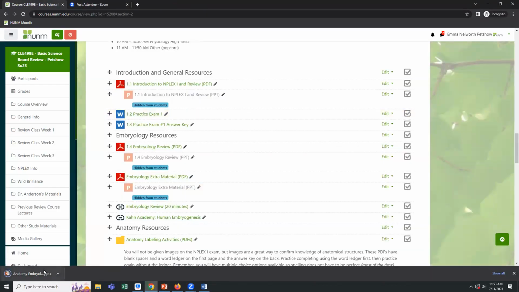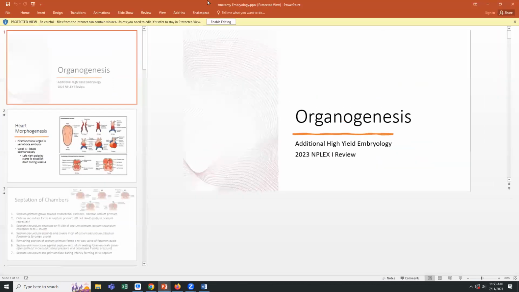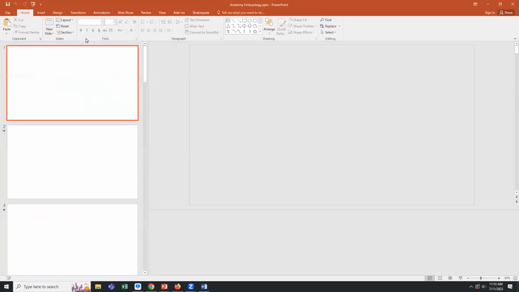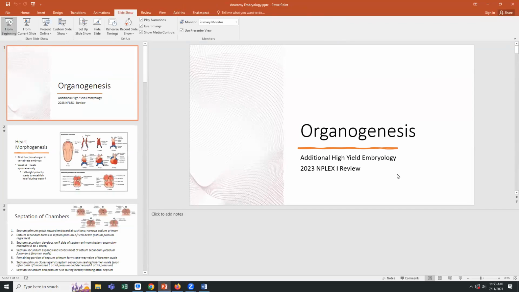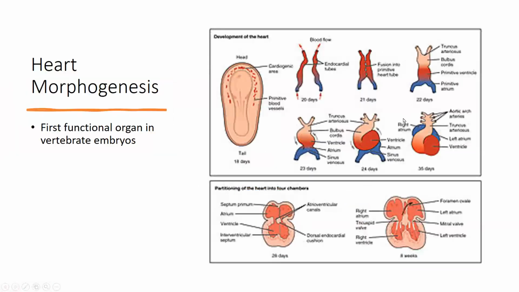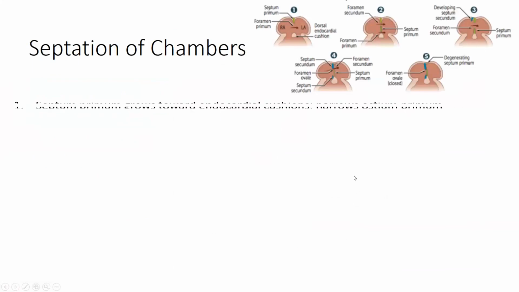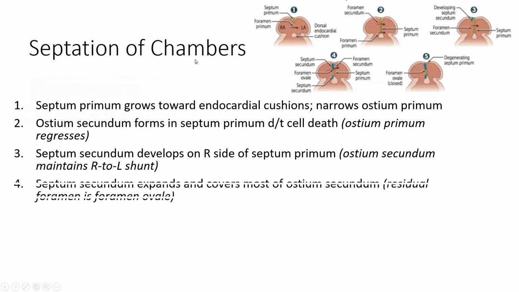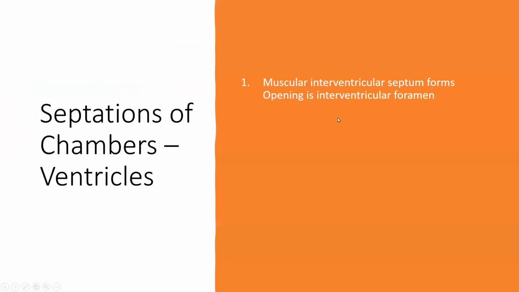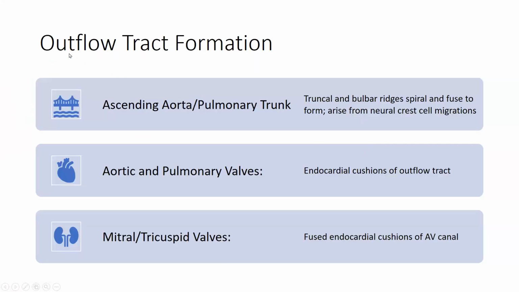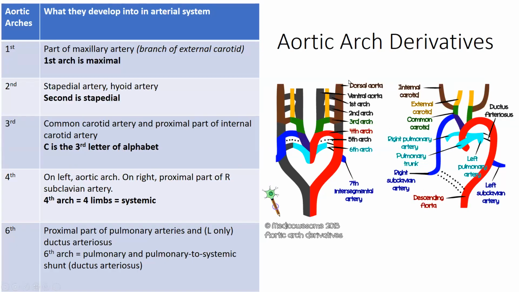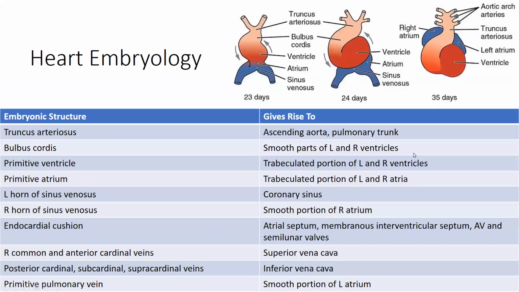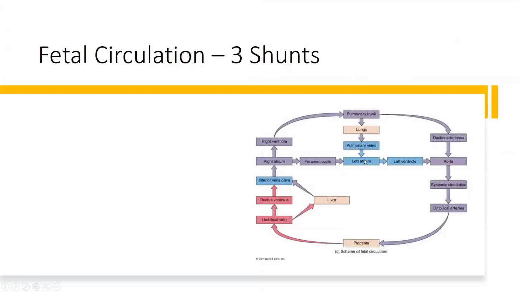This extra material, I didn't plan on lecturing about it in class, but it does go through, just so you can see what it touches on. It goes through heart morphogenesis, talking about how the heart develops and how chambers develop. So septation of chambers, septation of ventricles, outflow tract formation, so how all the different valves are formed, the aortic arch derivatives, the different blood vessel components you can see here. They are color coded: heart embryology, what it gives rise to.